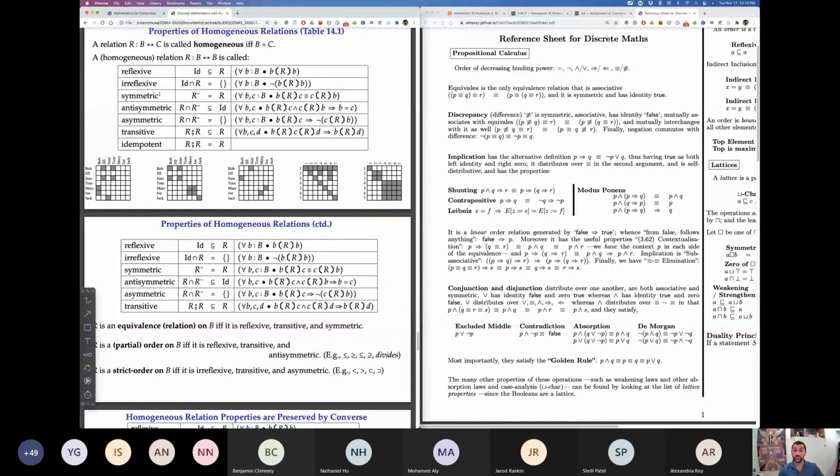Symmetric, this is just a symmetric matrix you've encountered in linear algebra. Symmetric just means symmetric matrix. It means everything above the diagonal is the same as everything below the diagonal, right? So you only need to remember half the matrix. Okay.